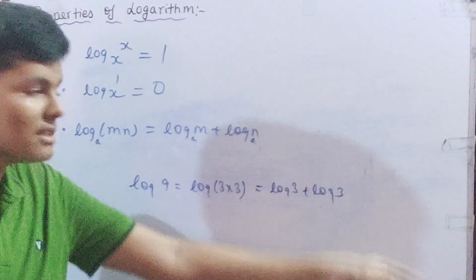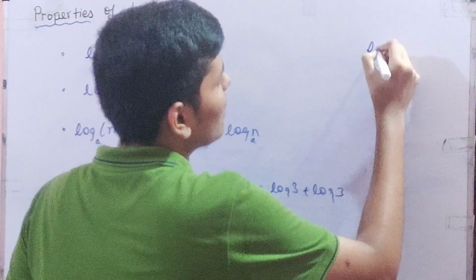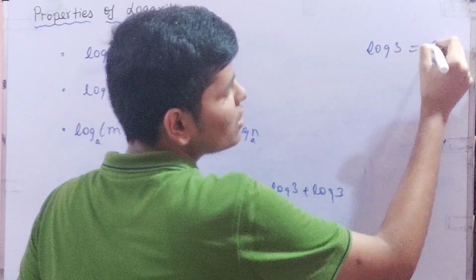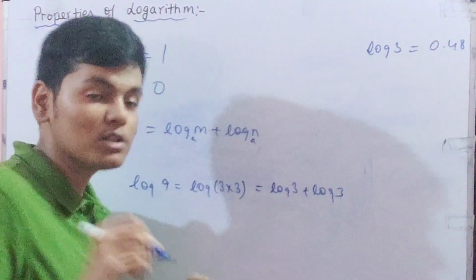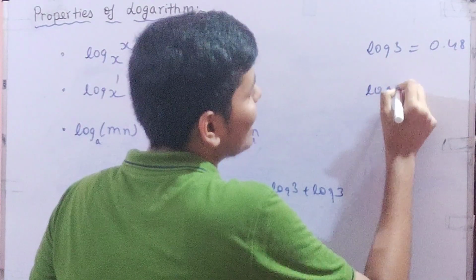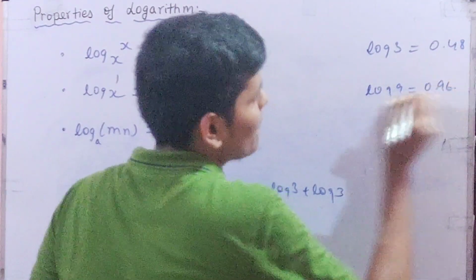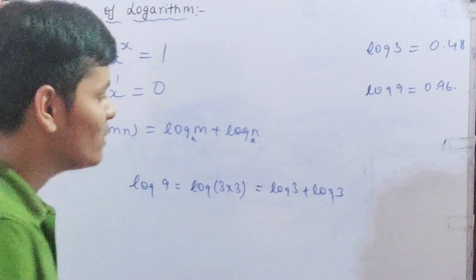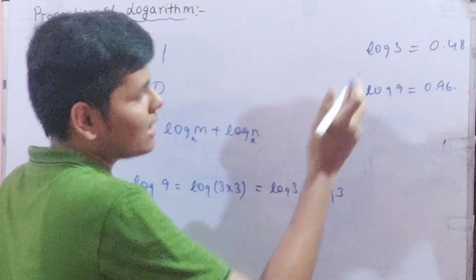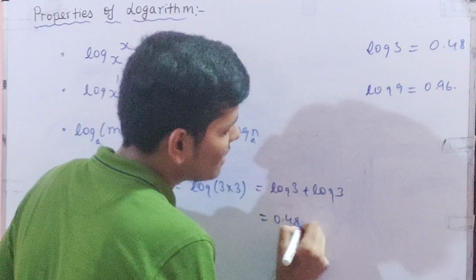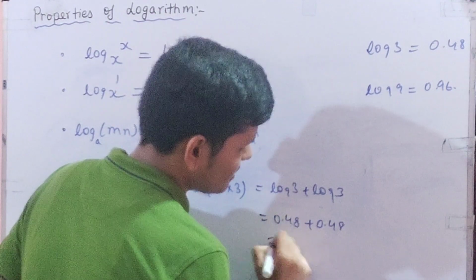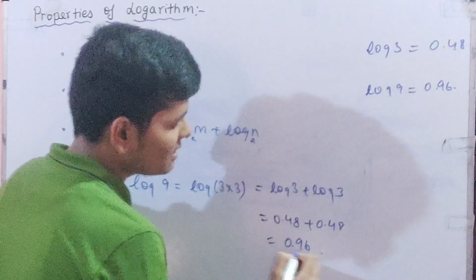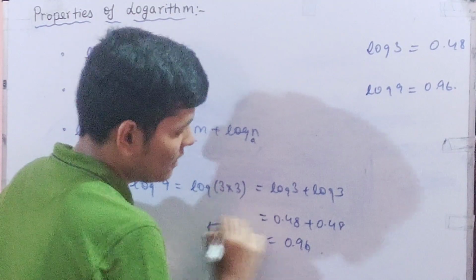Now if you remember these logarithmic values, we wrote that log 3 is equal to 0.48, and we also wrote that log 9 is equal to 0.96. How did we get the value of log 9? If you use this property, you will get it. So that is 0.48 plus 0.48, and that is equal to 0.96. And this is the value of log 9.